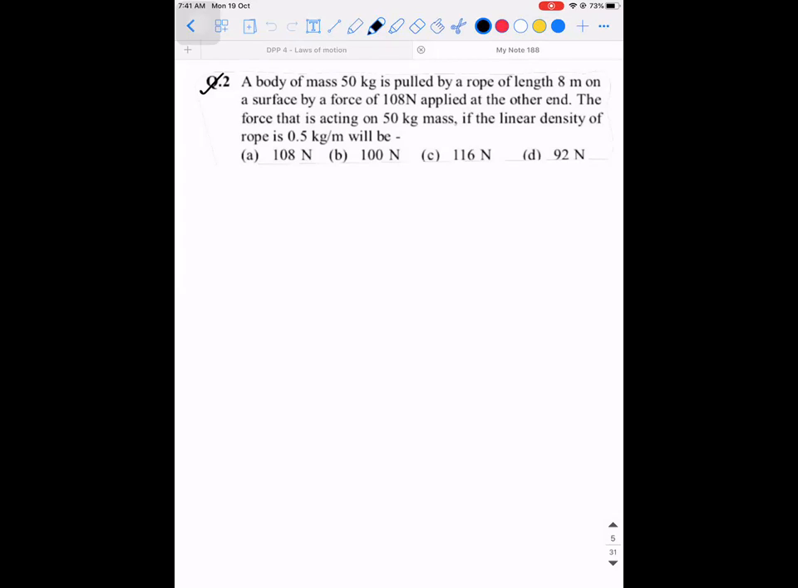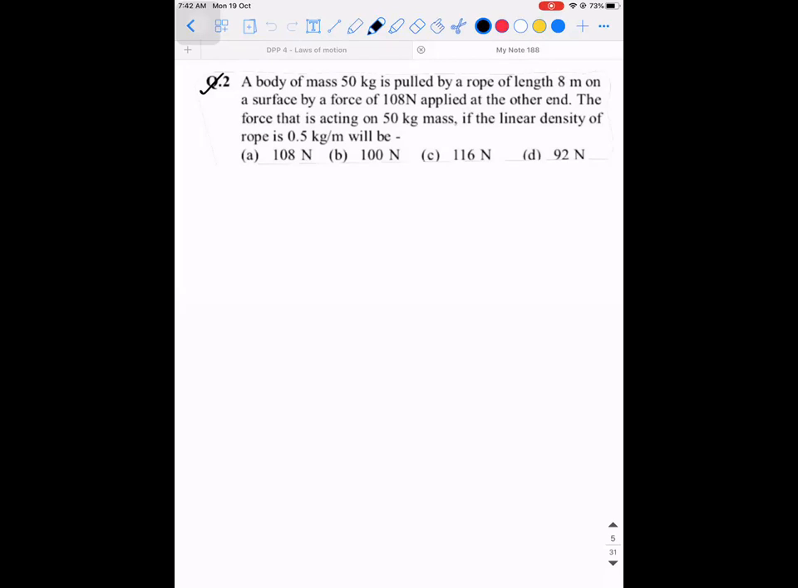0.5 is equal to mass divided by 8. Just multiply both, that's it. 0.5 into 8, that is 4. So 4 kilogram is the mass of the rope. Now you can do the problem. It is the same thing as the previous problem, except capital M is 50 in this problem, small m is 4, and capital P is how much? 108. Just use that like a formula, you'll get the answer.